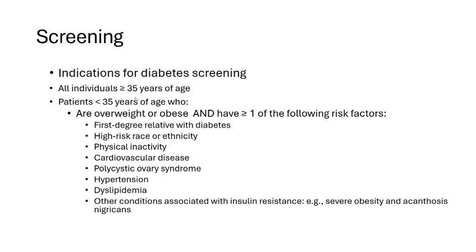Then the patients below 35 years of age should undergo screening when they are overweight or obese, or have a first degree relative with diabetes, like parents with diabetes and siblings with diabetes. Next, high risk race. Next, the people with physical inactivity, with cardiovascular diseases, or the people suffering from PCOD, hypertension, etc. And the people with severe obesity, like overweight and obese people, they should undergo screening.